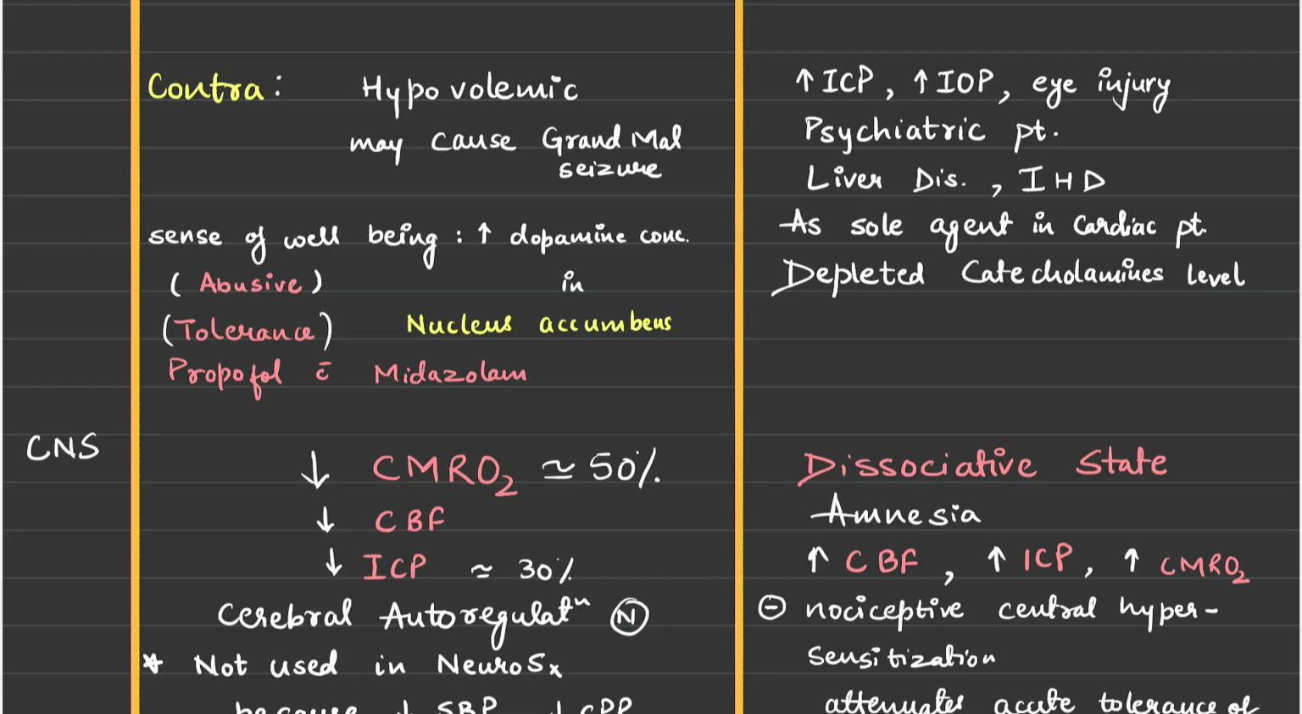Propofol provides a sense of well-being by increasing dopamine concentration in the nucleus accumbens. That is why abusive nature is seen. Propofol has a tolerance effect as well.